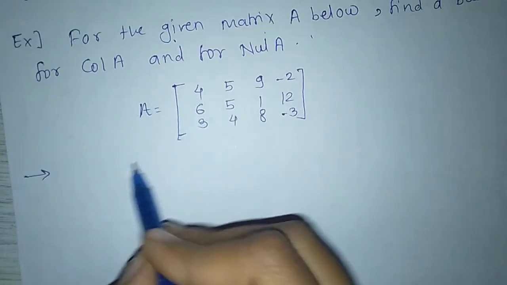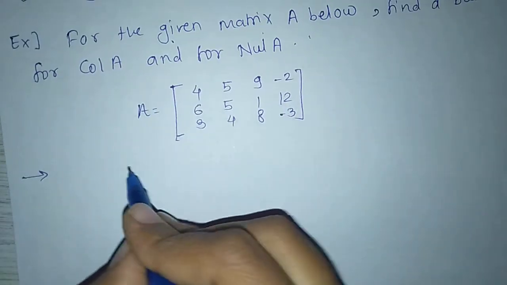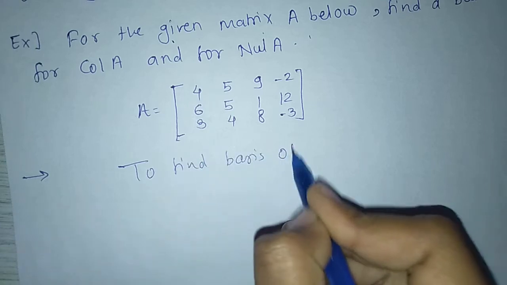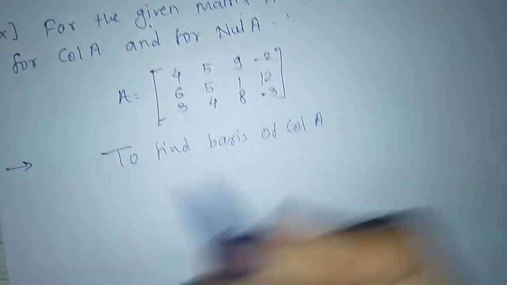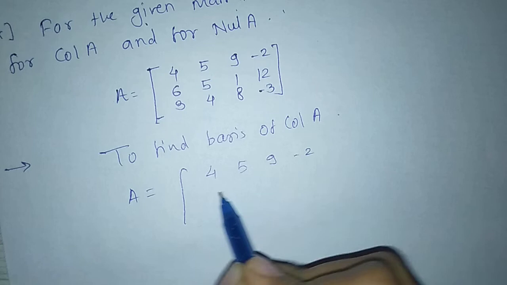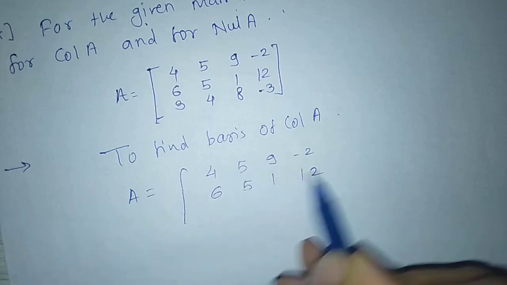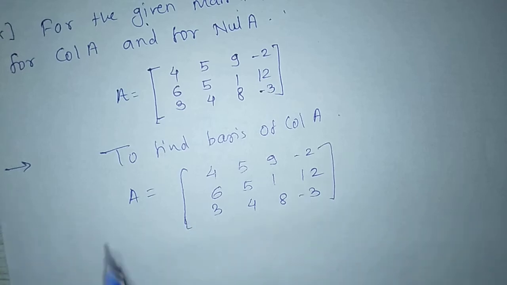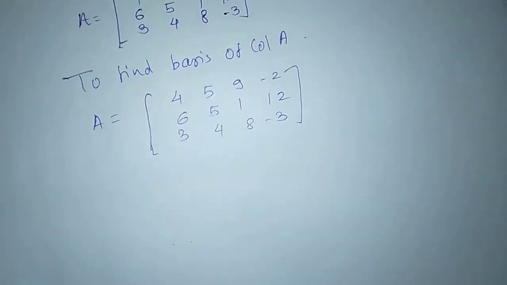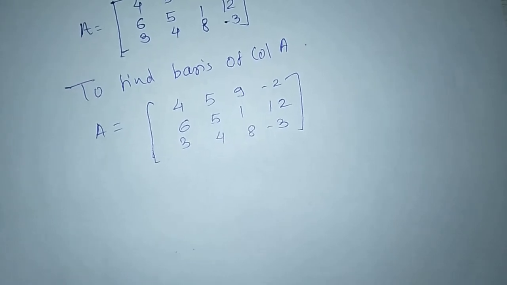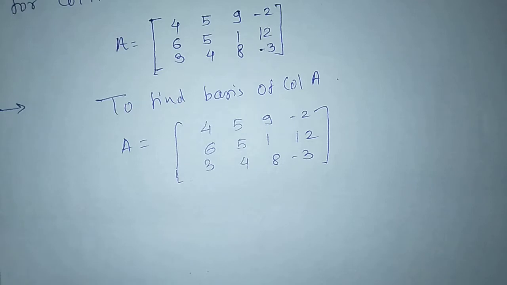First, to find basis of column space of A, first write given matrix A with rows 4, 5, 9, -2; 6, 5, 1, 12; 3, 4, 8, -3. First, reduce this matrix in row echelon form by applying suitable row operations.